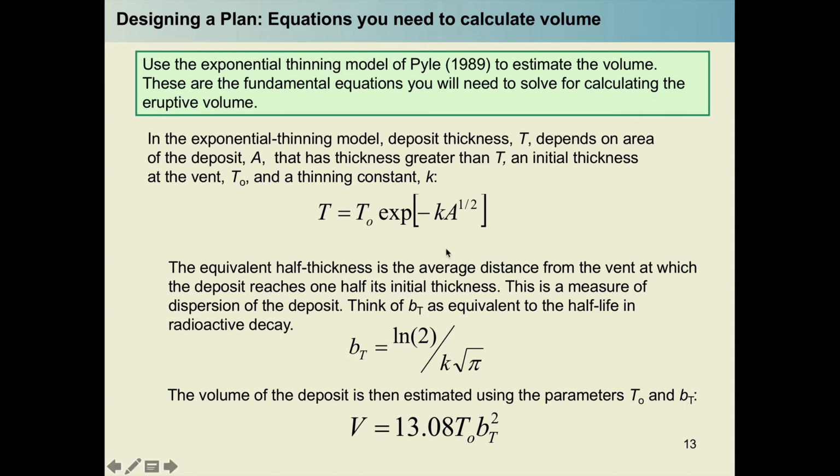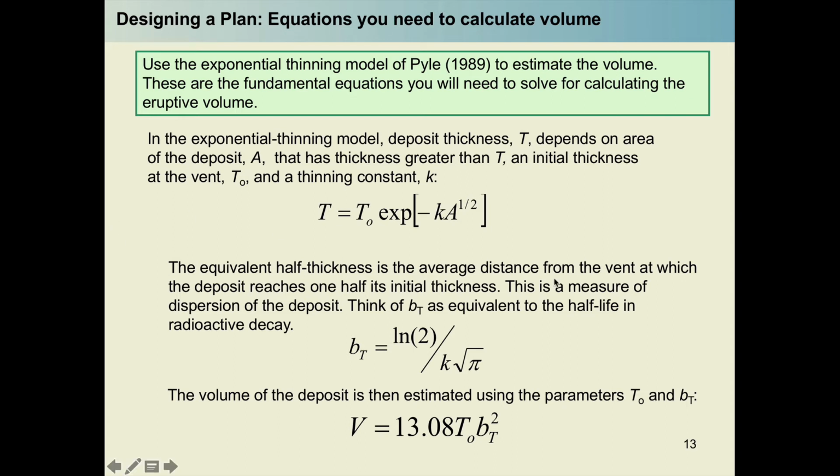So the equation you're going to start with is T equals T naught e to the minus k a to the 1/2, where a is the area, so the square root of area. The equivalent half thickness is basically a decay constant. It describes how this exponential decay curve progresses from close to the vent to far away to accurately describe the actual deposits that you observe.